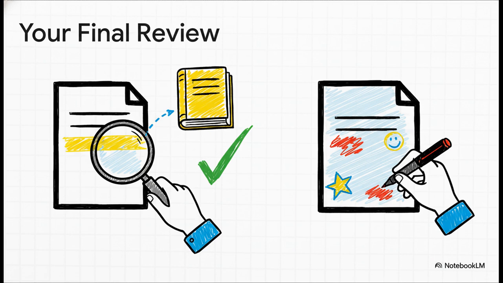And being the boss means two things. First, you have to fact check. If the information is important, you need to double check it. Don't just trust it blindly. And second, you've got to edit. The AI gives you a really good first draft, but it's your job to go in there and add your own voice, your own personality to really make it shine.